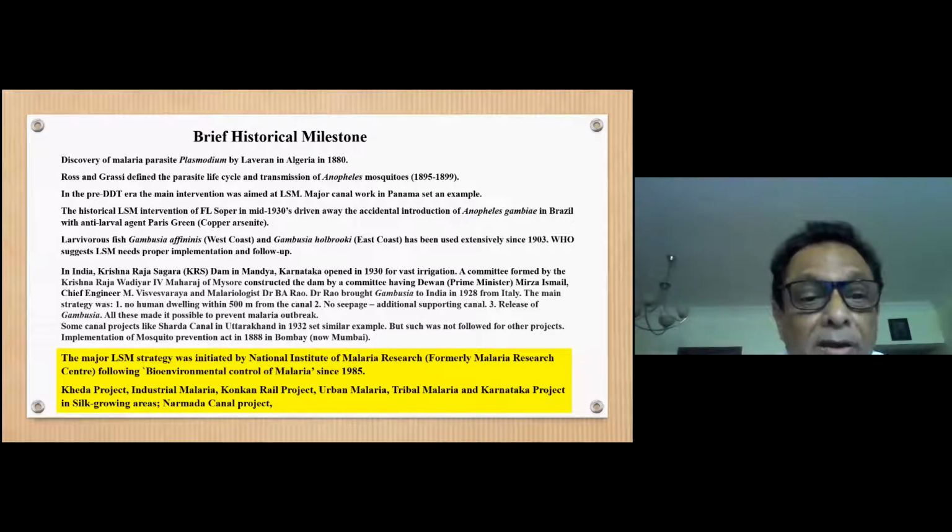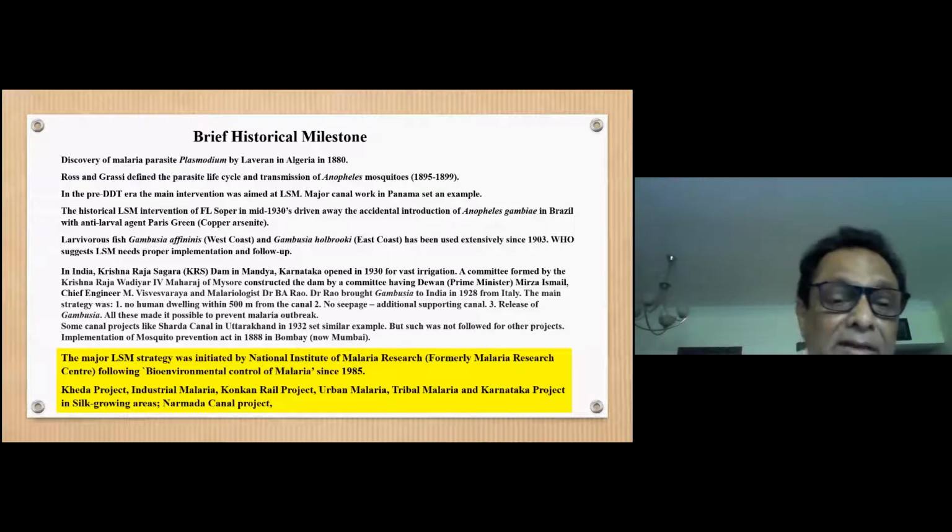But of late, in 1985, the National Institute of Malaria Research, where I spent almost 40 years and which was earlier called the Malaria Research Centre, took up a huge project, Biological Control of Malaria, and the basic objective and strategy was larval source management.